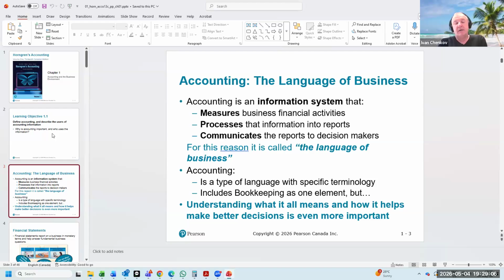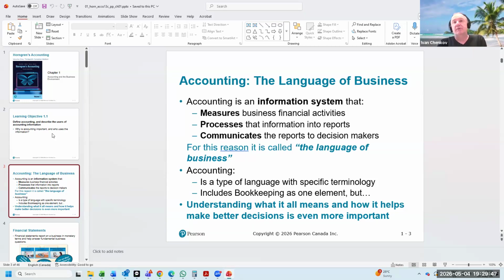Accounting itself is an information system. Now, that information system has particular elements which help us to do a few activities. In the business world, but not only the business world, in every world, we use that information system, which is combined from different sets of information, to do specific activities. First one is to measure the business financial activity.